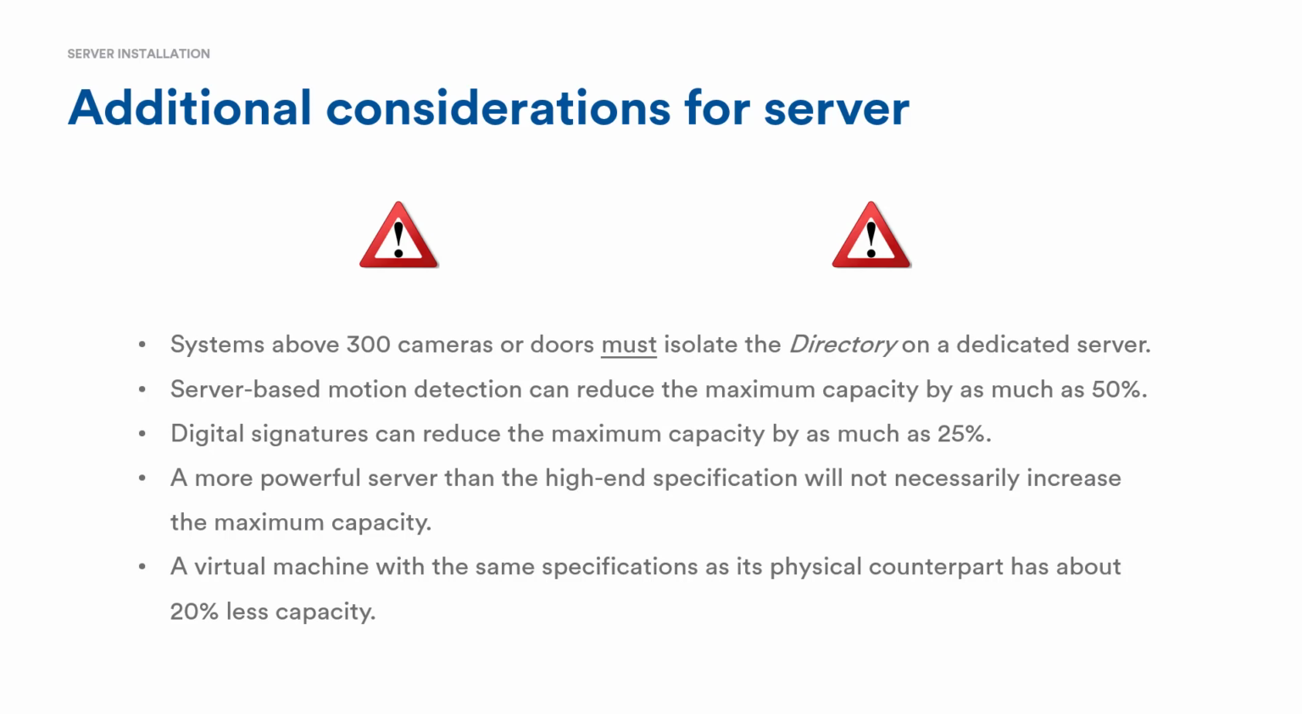A more powerful server than the high-end specification will not necessarily increase the maximum capacity. In other words, don't assume that if you build a server with double the hardware specs, you can manage double the number of cameras and doors. A virtual machine with the same specifications as its physical counterpart has about 20% less capacity than its physical counterpart.